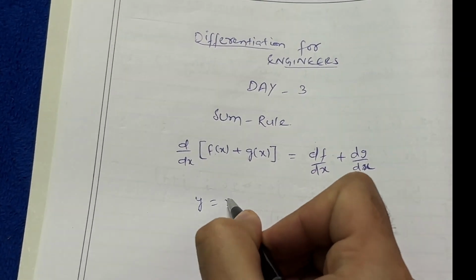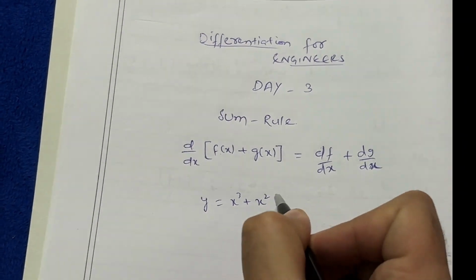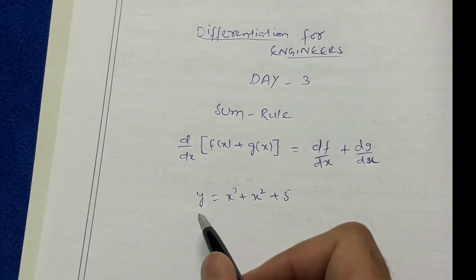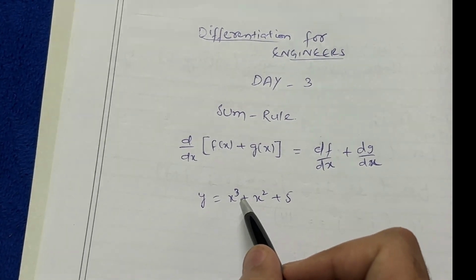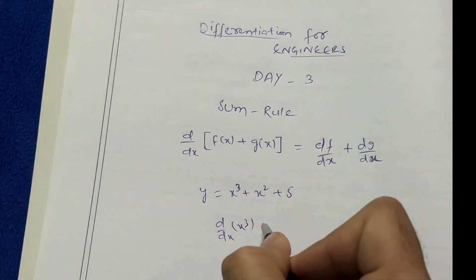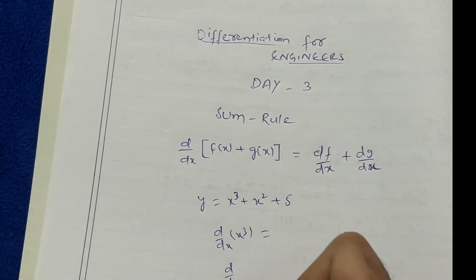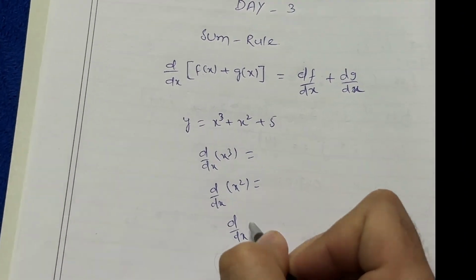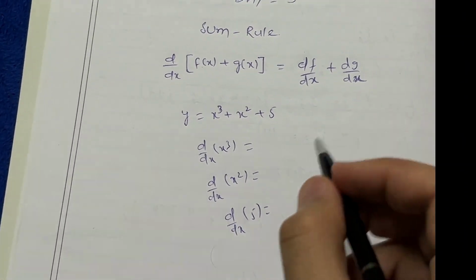y is equal to x cube plus x square plus 5. How to differentiate this function? There are different terms, so we have to differentiate each term separately. So we can write d by dx of x cube, plus d by dx of x square, plus d by dx of 5. Separately we have to differentiate, then we can add it.